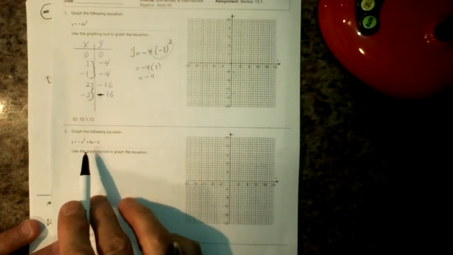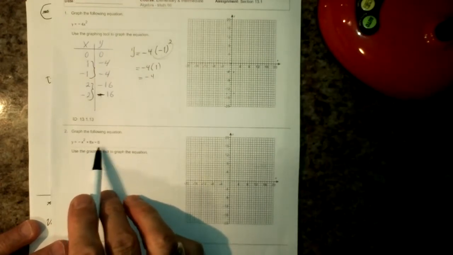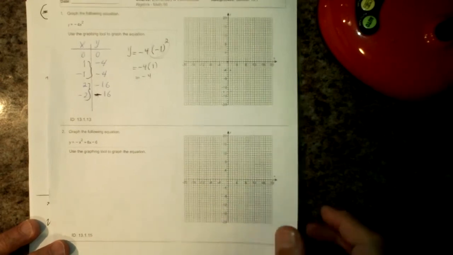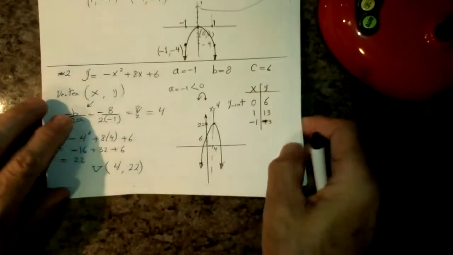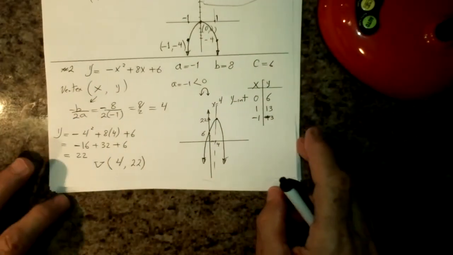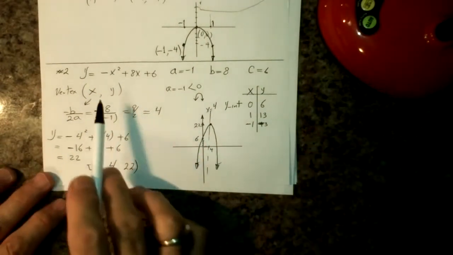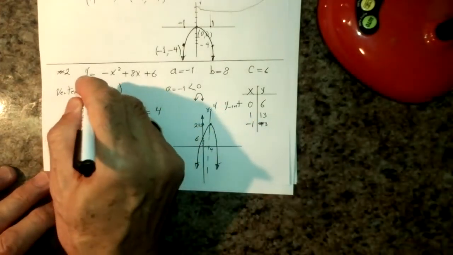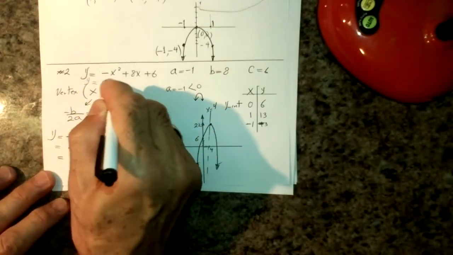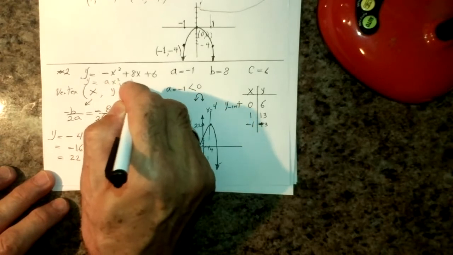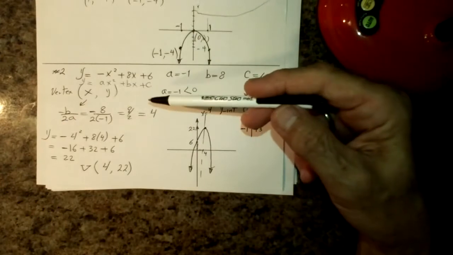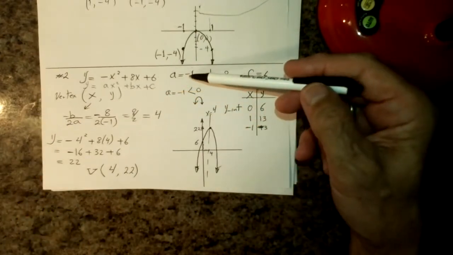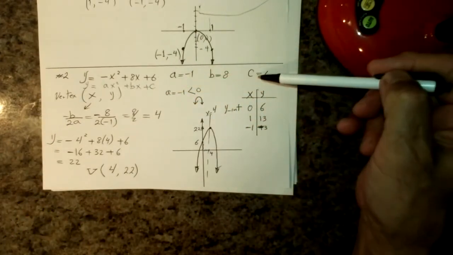The second one is, again, this kind of parabola: minus x squared plus 8x minus 6. Okay, so for that one, again, I write a formula, which is y equals ax squared plus bx plus c. Writing the formula under this, it tells me that a is -1, b is 8, and c is -6.